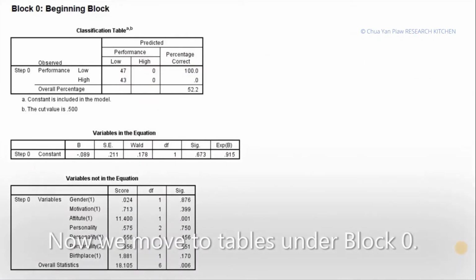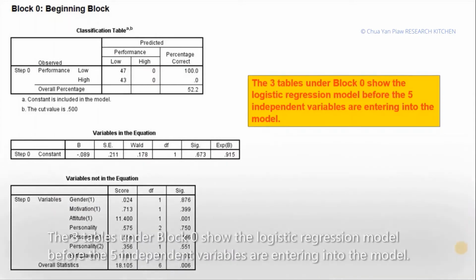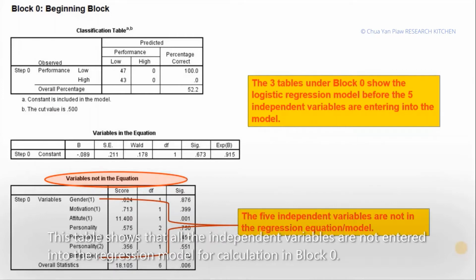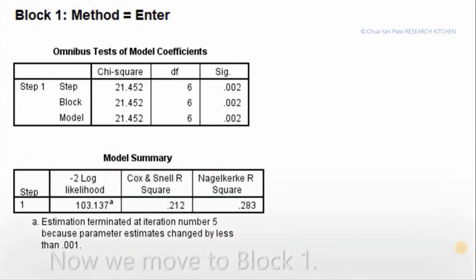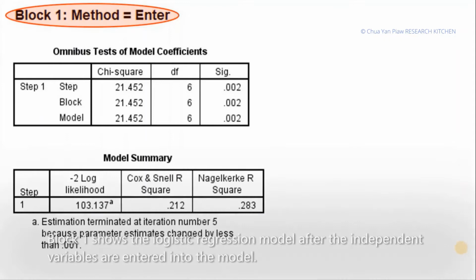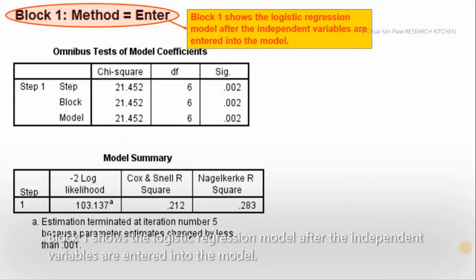Now we move to the tables under Block 0. The 3 tables under Block 0 show the logistic regression model before the 5 independent variables are entered into the model. This table shows that all the independent variables are not entered into the regression model for calculation in Block 0. Now we move to Block 1. Block 1 shows the logistic regression model after the independent variables are entered into the model.